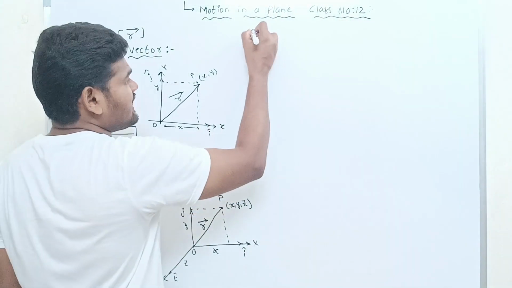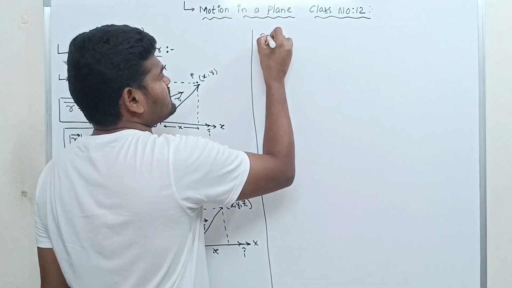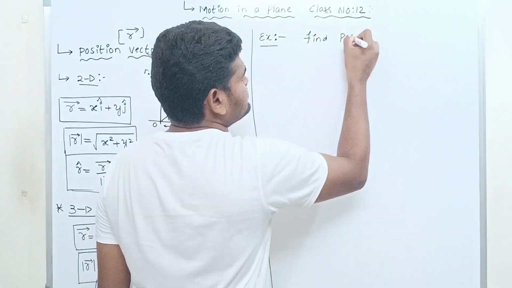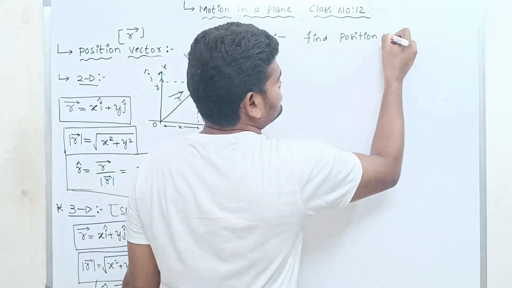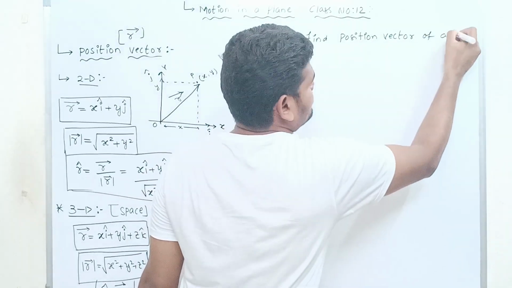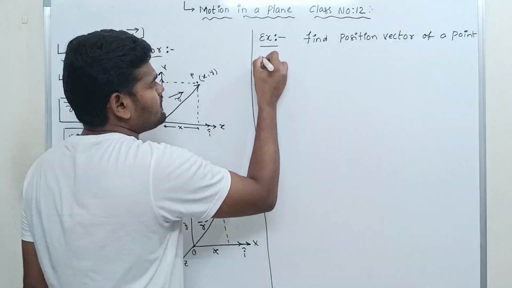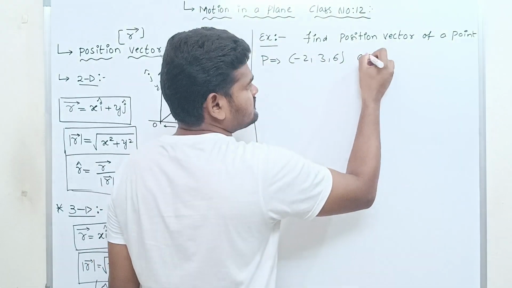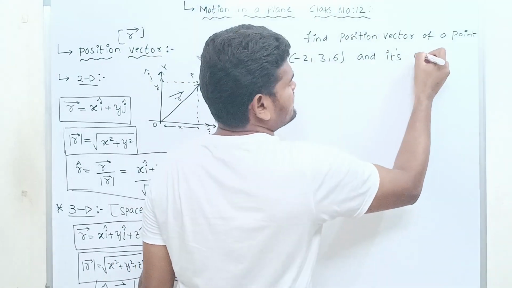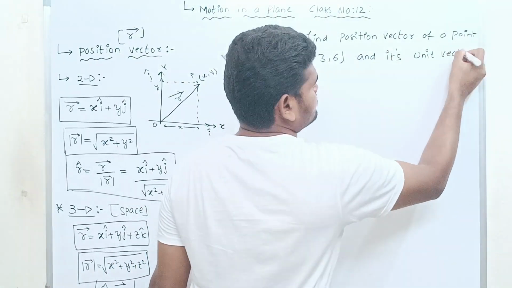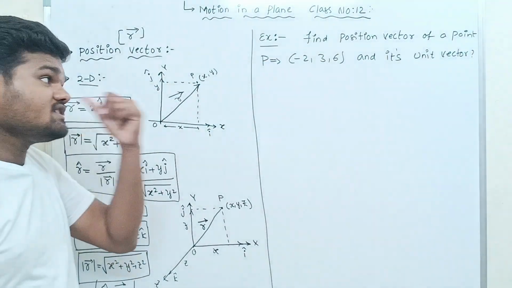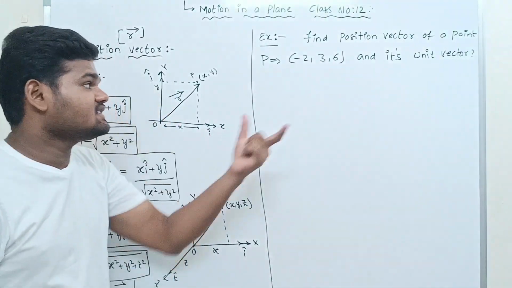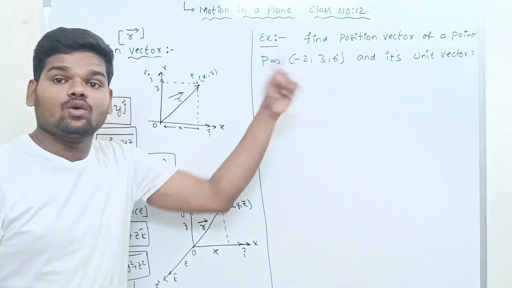Okay, let me solve an example problem. Find the position vector of a point P, which is minus 2 comma 3 comma 6, and its unit vector. So we have to find the position vector of this point P. What is the point P? They have given minus 2, 3 and 6. This is the point P, and the x, y, z coordinates are given.